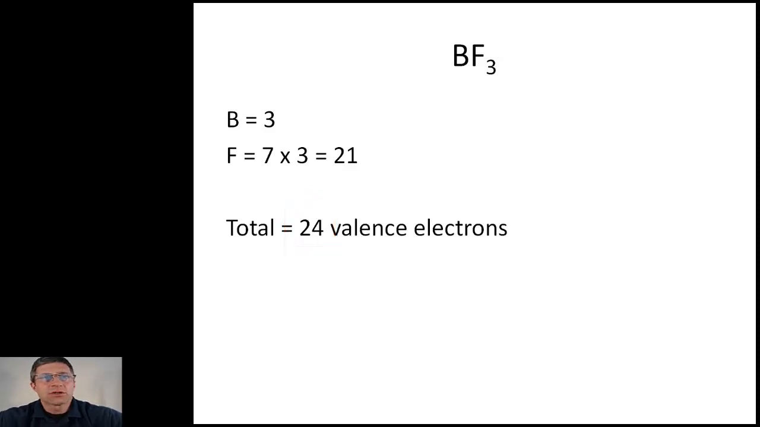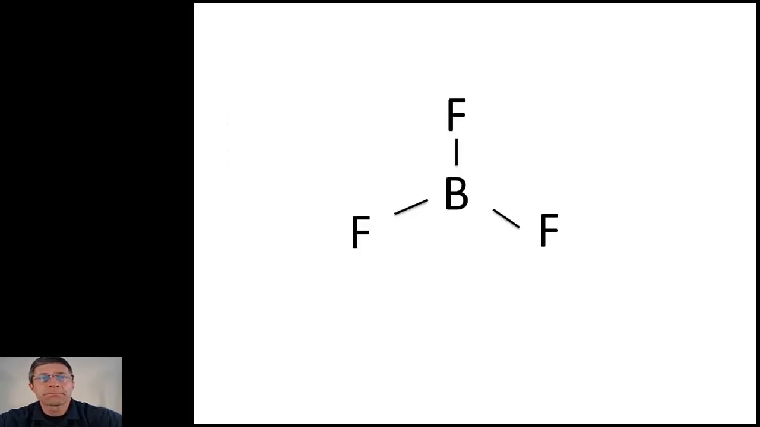Now I'm going to estimate the structure. Fluorine is the most electronegative element, so I know that's not going to be in the middle. Everything is going to be less electronegative than that, including boron. So I'm going to put boron in the middle and just attach my 3 fluorine atoms to this. Okay, so far I have 3 bonds, each representing 2 electrons. I have 6 electrons in my structure out of 24.